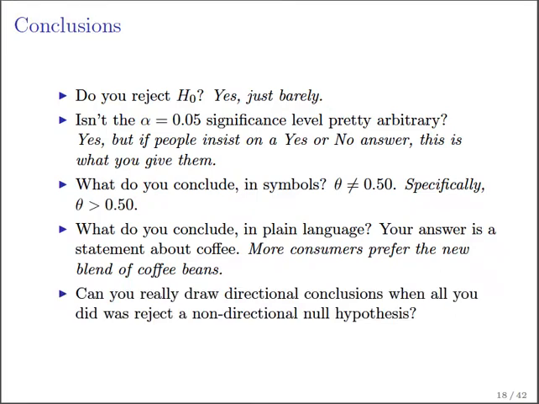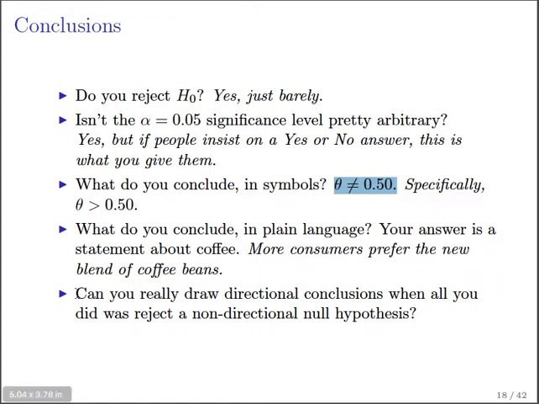Can you really draw directional conclusions when all you did was reject a non-directional null hypothesis? Okay, this is pretty good, right? This is a logical point. The null hypothesis was that theta equals 0.5. The alternative is that theta is not equal to 0.5. We rejected the null hypothesis and concluded the alternative. So it seems to a lot of people that all we can really say is that theta is not 0.5. Not that it's less than or greater than, but just that it could be either one. Right? Because that was the logical basis of the test.